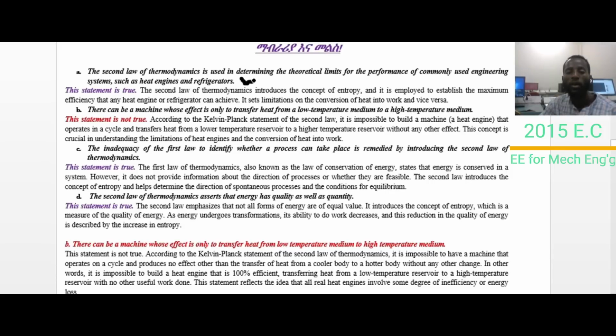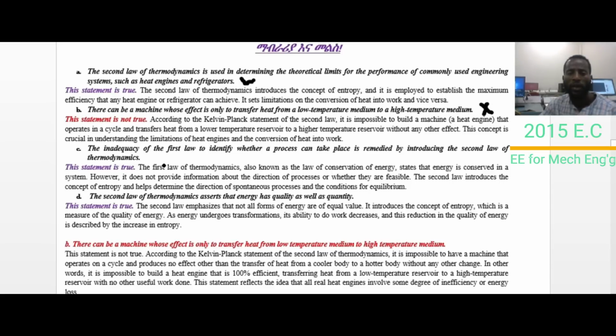In B, there can be a machine whose effect is only to transfer heat from a low temperature medium to a high temperature medium. This is incorrect regarding the second law of thermodynamics. According to the Kelvin-Planck statement of the second law, it is impossible to build a machine, that means a heat engine, that operates in a cycle and transfers heat from a lower temperature reservoir to a higher temperature reservoir without any other effect. This concept is crucial in understanding the limitation of heat engines and the conversion of heat into work. So this is incorrect.